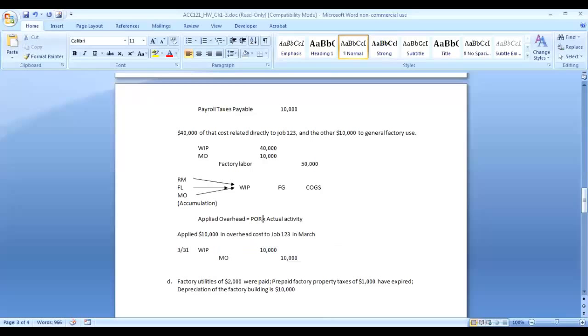And again, that's all because this POR is based on an estimate, right? So it's our best guess at what our total overhead costs for the period are going to be based on our total work. But it would be practically impossible for us to estimate that to the penny, right? So generally we'll have some balance to clean up in overhead at the end of the period. Exactly. Okay. That makes sense.